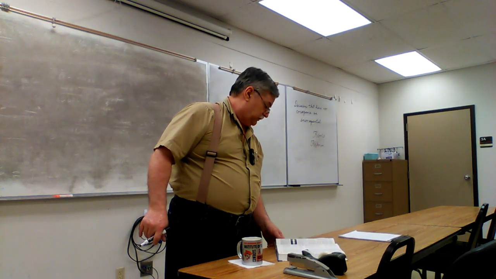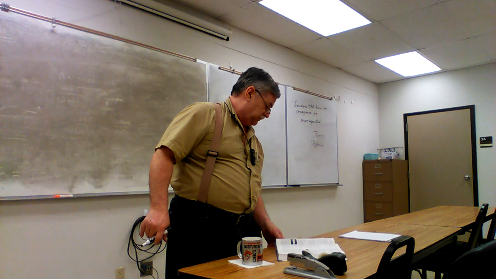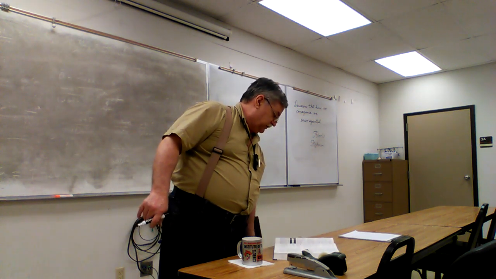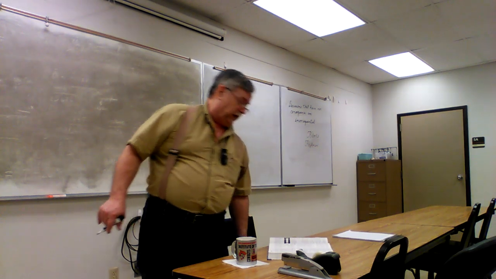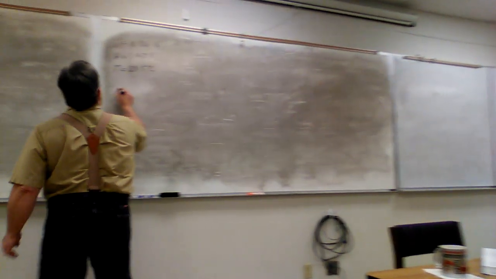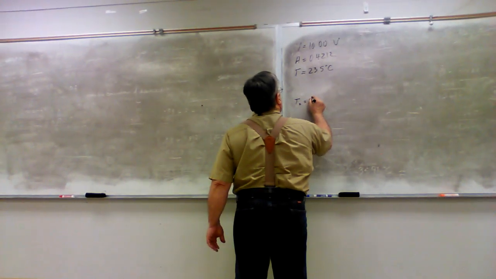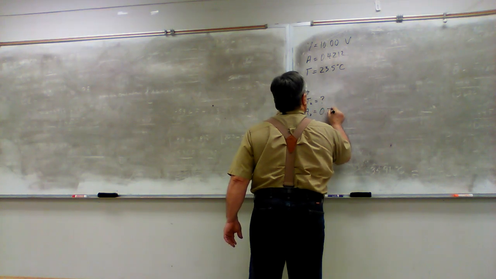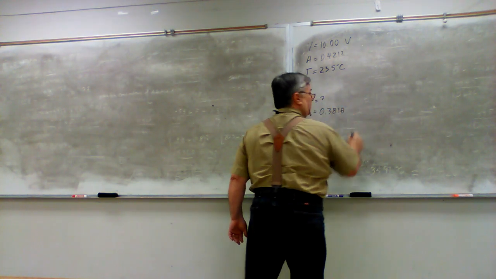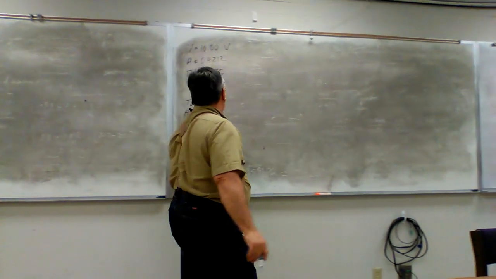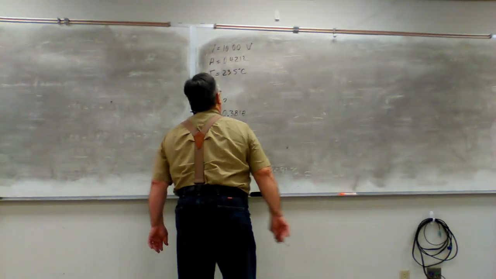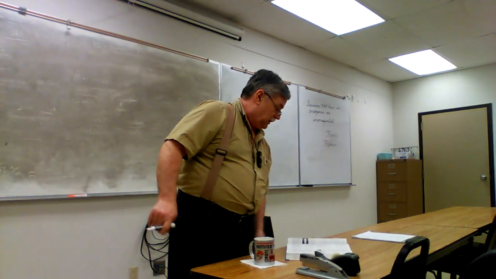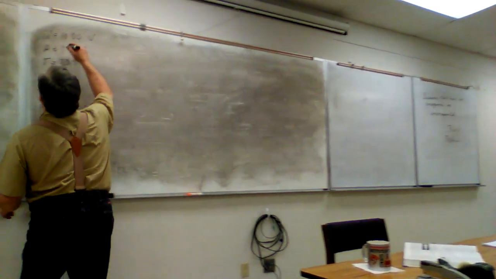The wire is moved to a new environment of unknown temperature where the measured current is now 0.3818 amps. 0.3818, is that right? Got it. Okay. And the wire is aluminum.